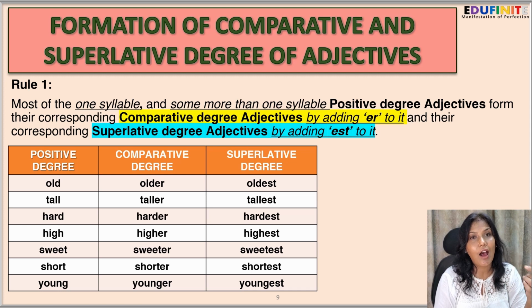Similarly, all the words: hard becomes harder and hardest, high, higher, highest, sweet becomes sweeter and sweetest, short becomes shorter and shortest, and young becomes younger and youngest as comparative and superlative degrees.